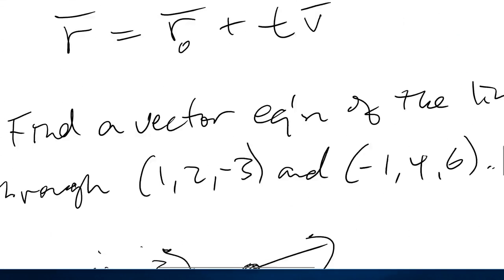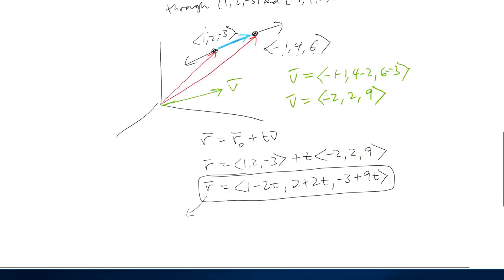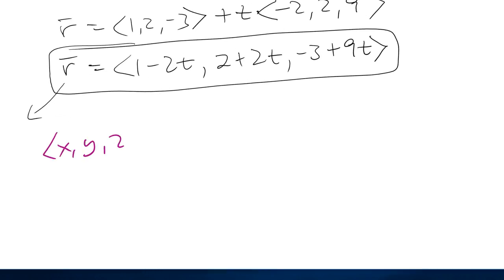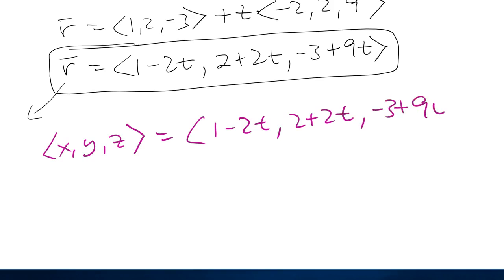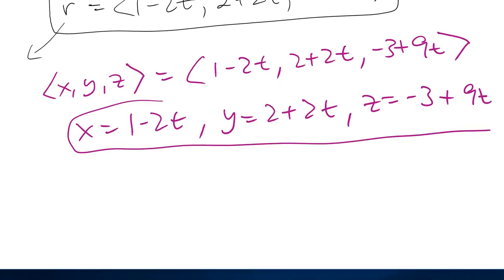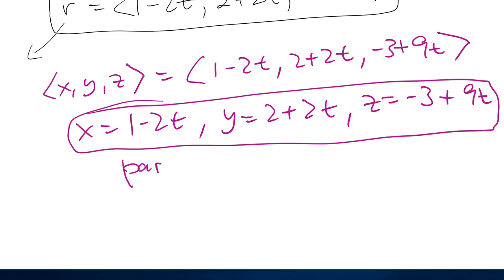Okay, so I'm going to show you there's another form of the line that you can use. So we have x, y, z equals this: 1 minus 2t, 2 plus 2t, and then negative 3 plus 9t. And then x equals 1 minus 2t, y equals 2 plus 2t, and then z equals negative 3 plus 9t, like that. And so what these are are the parametric forms of the line. This is the parametric form of the line.